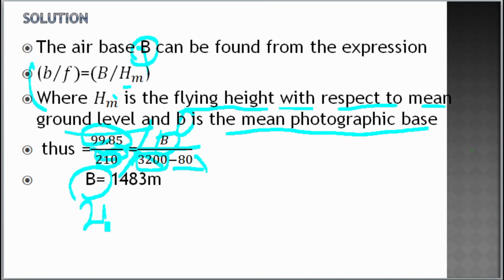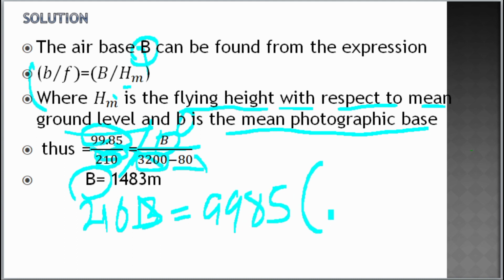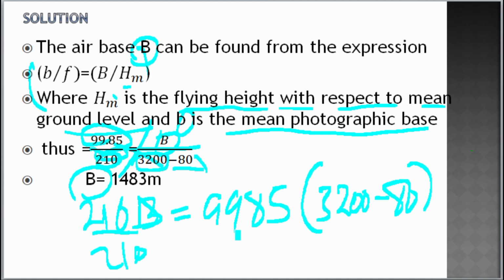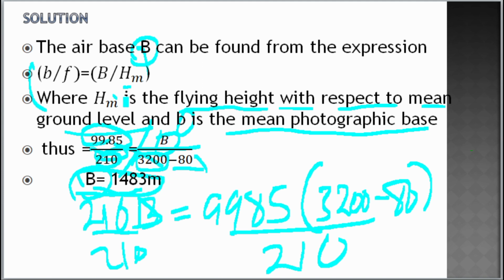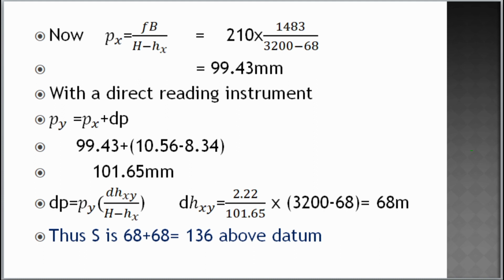So on this side you'll have 210b, that is the airbase, is equal to 99.85 into (3200 minus 8) over 210, and that's where we get our mean. So this is the airbase as 1483 meters. By calculating the airbase, we move to our next solution there.